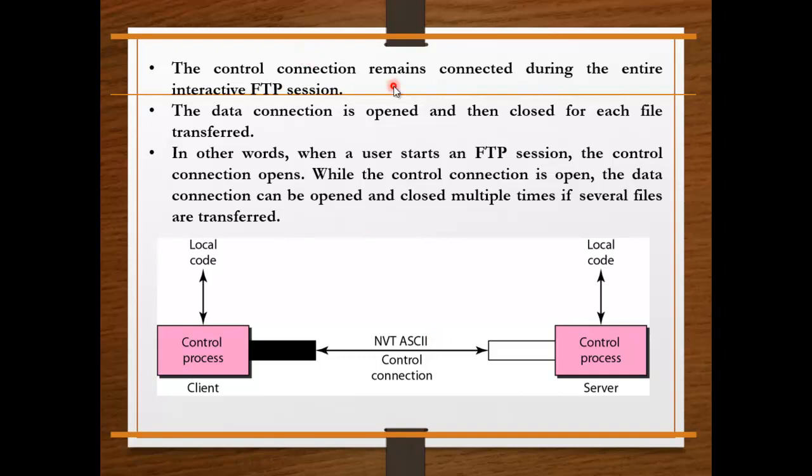The control connection remains connected during the entire FTP session. Suppose I want to communicate with one server and retrieve a file from it; I may be retrieving more than 5 files. So during the entire FTP session, the control connection will be active. But the data connection will be opening and closing for each file. One file I transfer, and then the data connection gets closed, and after some time I may get the second file, then it gets closed, and then after some time the third file. So the data connection will not be active for the entire FTP session, whereas the control connection will be active for the entire FTP session.